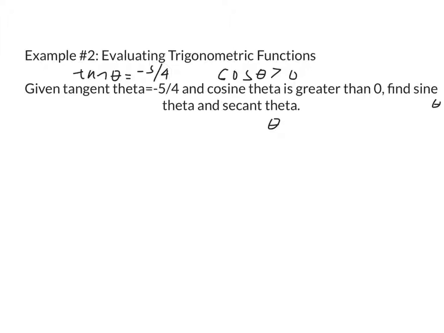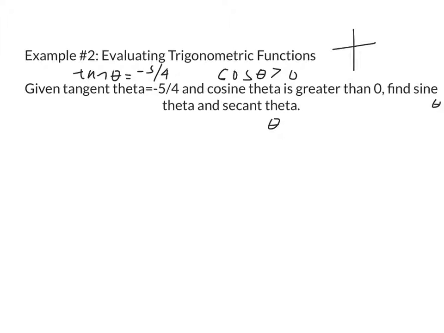Okay, so a few facts were given to you so that you could figure out, because this really just comes down to what quadrant should I place my triangle in, right? So they're saying that cosine theta must be positive. Remember, cosine is actually your x value, so where is cosine positive?